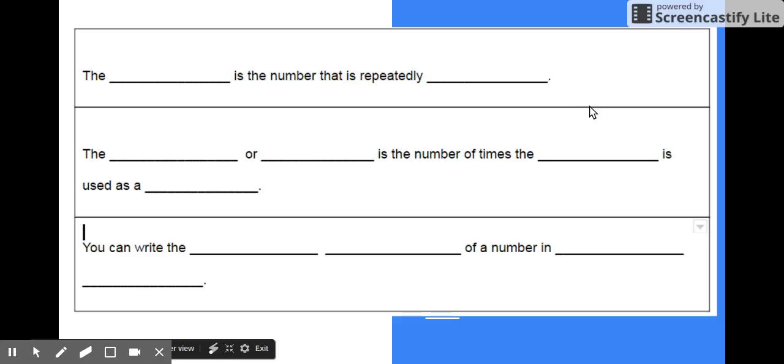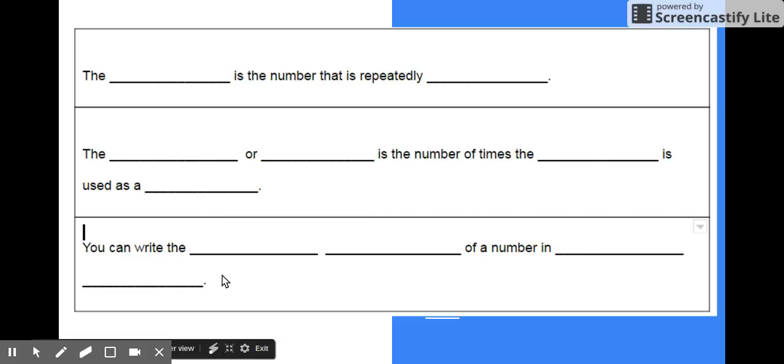All right, so today we're going to be doing topic 1-3 notes, and then the top half of your page is just vocabulary. We're talking about exponents, but the base is the number that is repeatedly multiplied. So base and then multiplied. The exponent or power is the number of times the base is used as a factor.